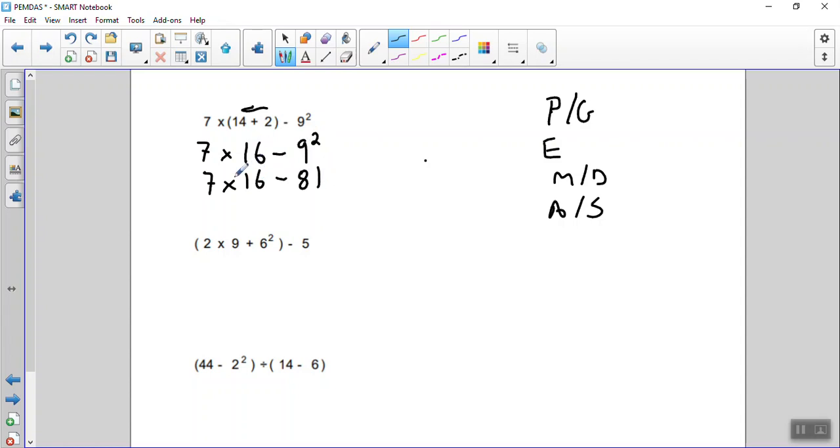And now we have a multiplication and a subtraction, so we're going to do this multiplication first. 7 times 16 is 112. Minus 81. And 112 minus 81 is 31. So our final answer is 31.